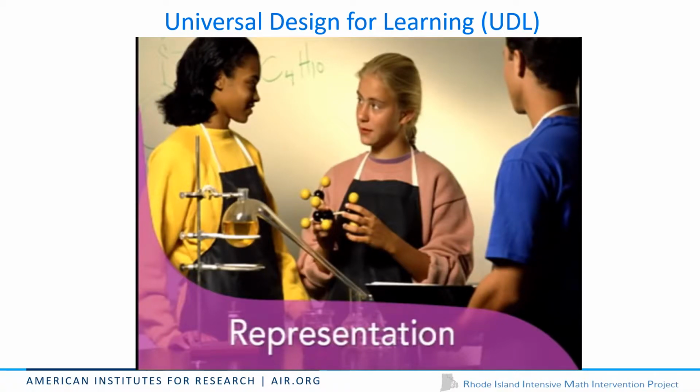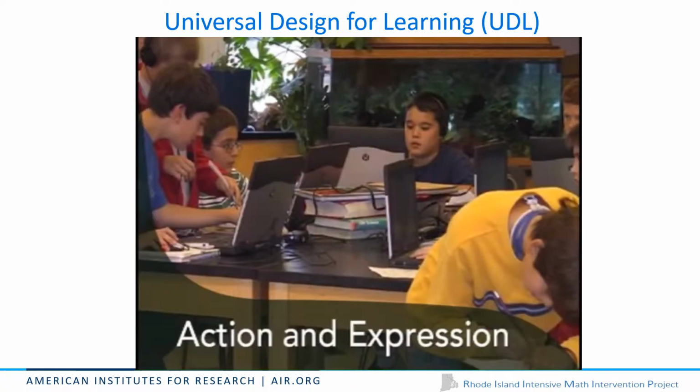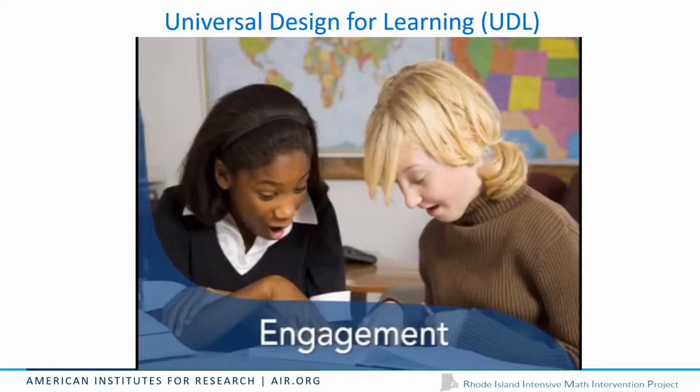Present content and information in multiple media and provide varied supports. Use graphics and animation, highlight the critical features, activate background knowledge, and support vocabulary so that students can acquire the knowledge being taught. Number 2, provide multiple means of action and expression. Give students plenty of options for expressing what they know and provide models, feedback, and supports for their different levels of proficiency. Number 3, provide multiple means of engagement.